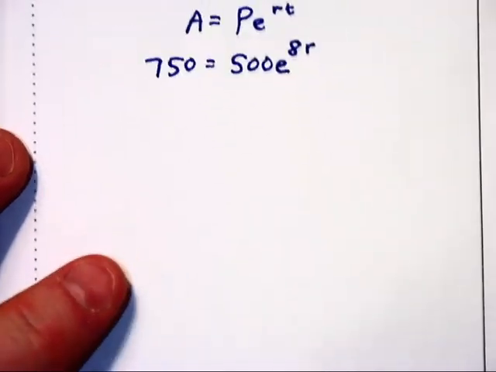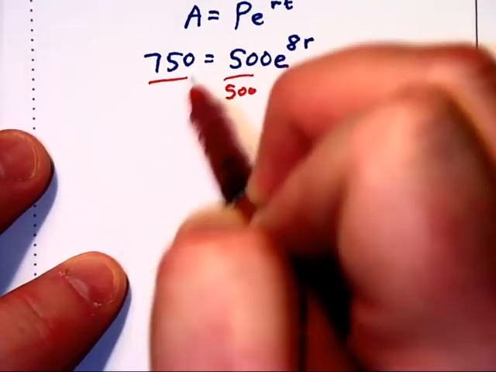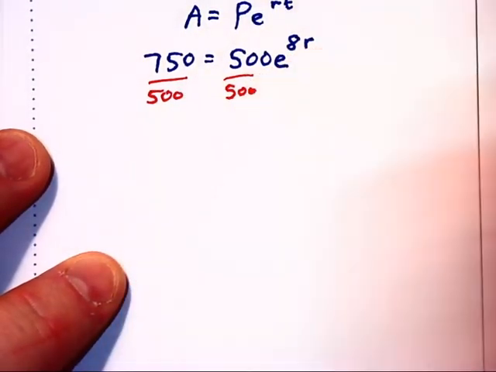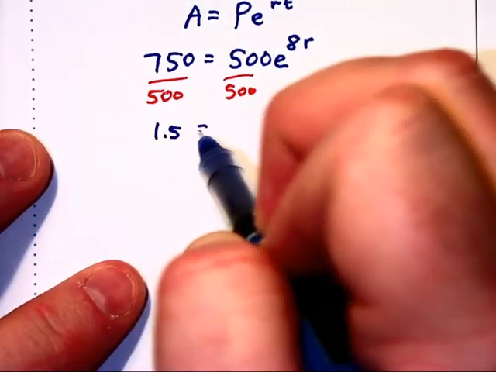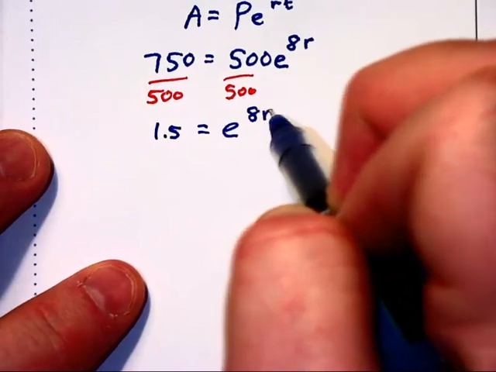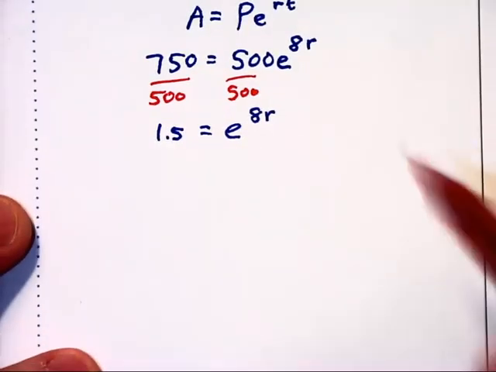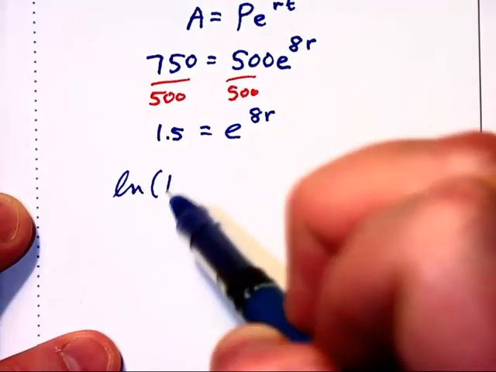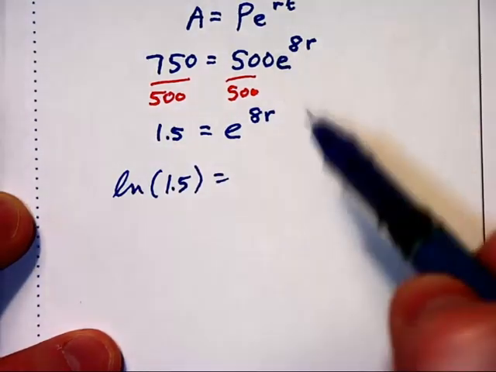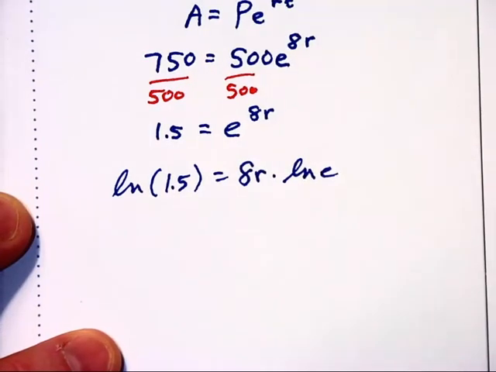Now we want to divide each side by 500 so we can get the exponential portion by itself. This will give us 1.5 on the left equals e to the 8r. We could log both sides to bring that r down, but because we have an e involved, let's take the natural log of each side. That gives us the natural log of 1.5 is equal to 8r coming down times the natural log of e.